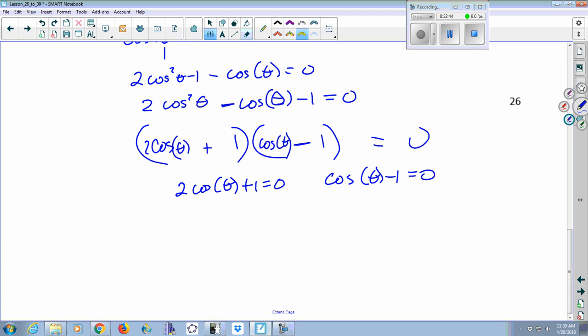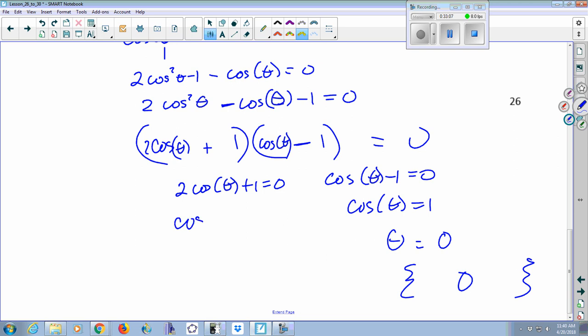Okay, let's do the one on the right-hand side because that's the quickest one to solve right here. When does the cosine of theta equal 1? I don't even have to do my arc cosine or cosine inverse because I know theta has to be what number? 0. There's one of my solutions. So if I'm starting my solution set, I got a 0 in there.